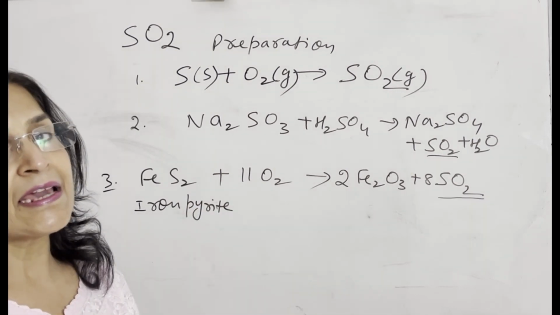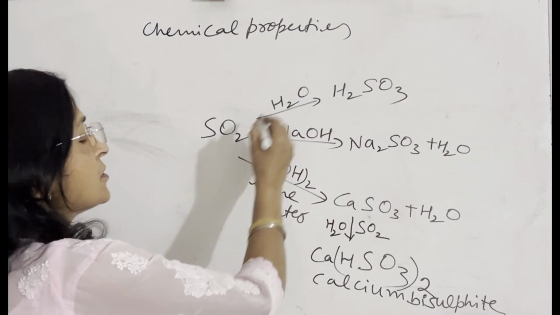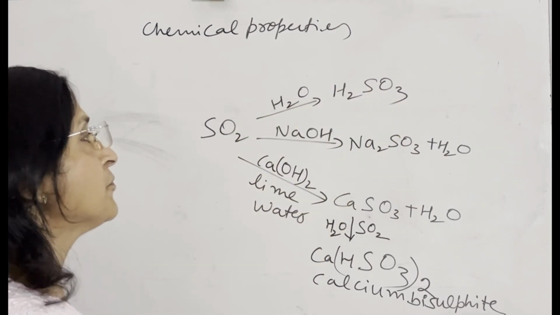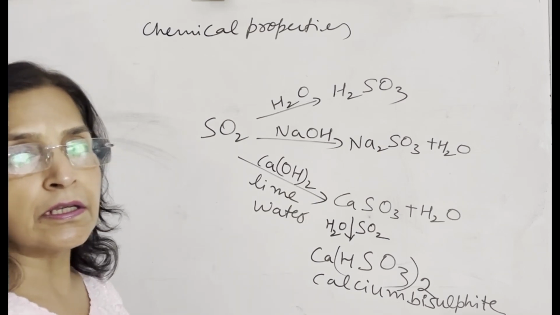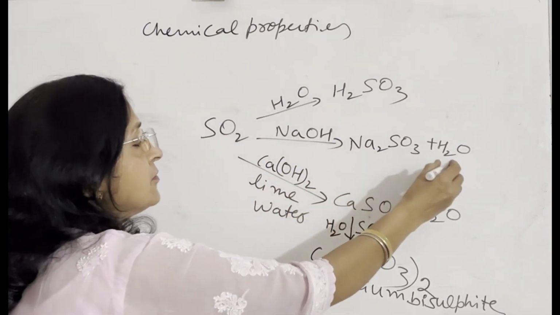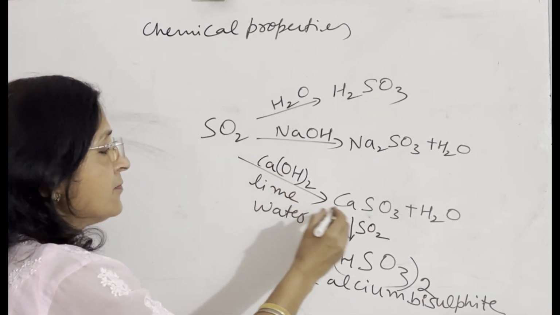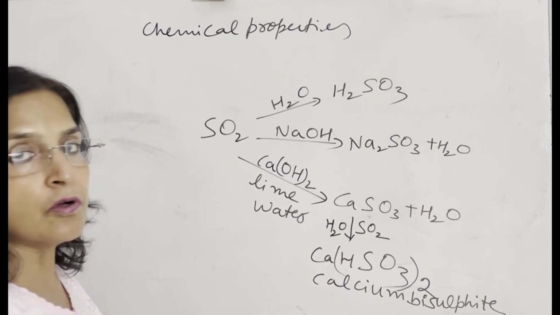It is colorless gas having pungent smell. It is readily soluble in water. When sulfur dioxide reacts with water, sulfurous acid forms. This reaction proves the acidic nature of sulfur dioxide. Sulfur dioxide reacts with a base, salt and water form. When sulfur dioxide is passed through lime water, it turns milky due to the formation of calcium sulfite.